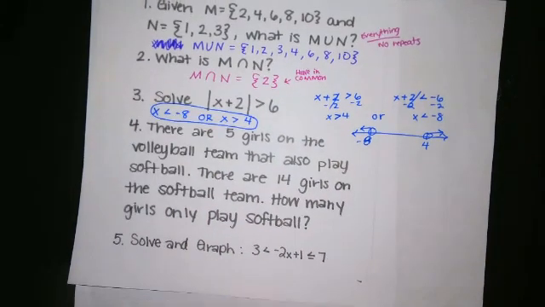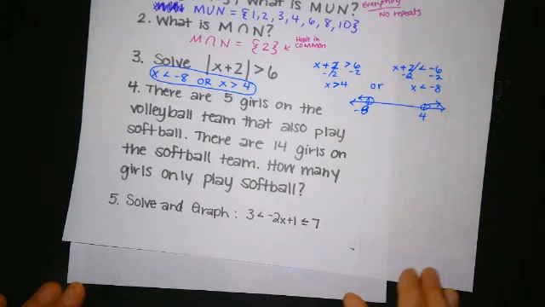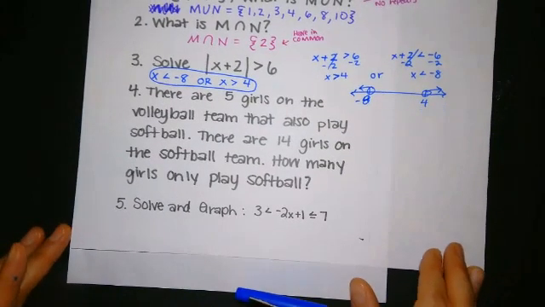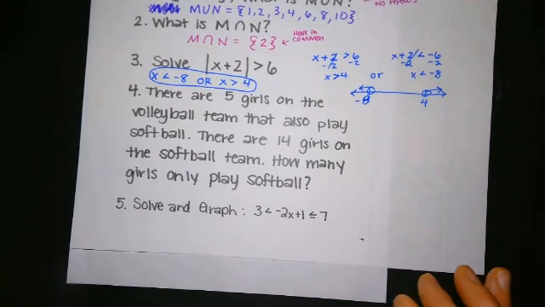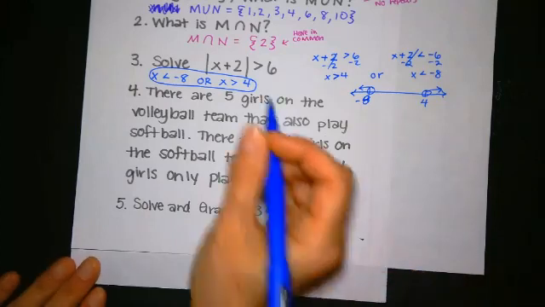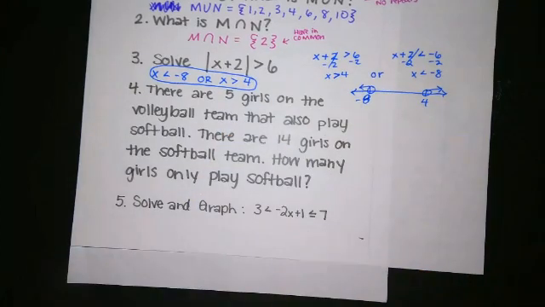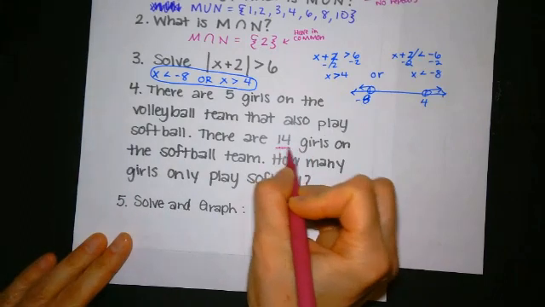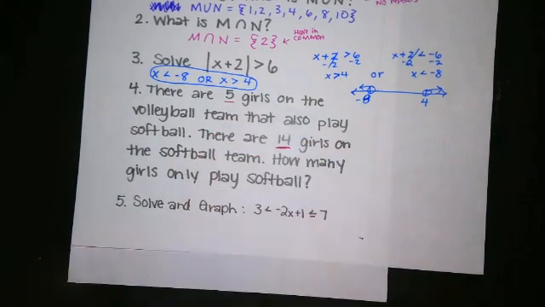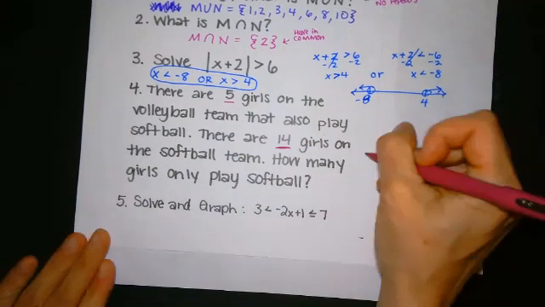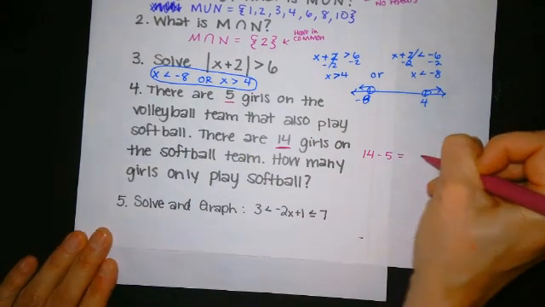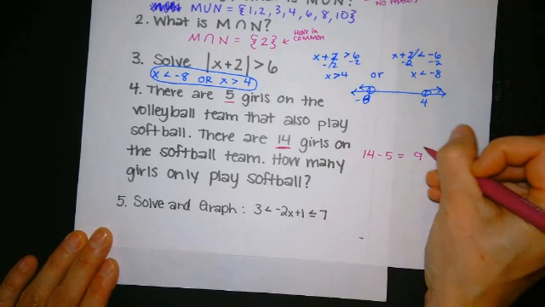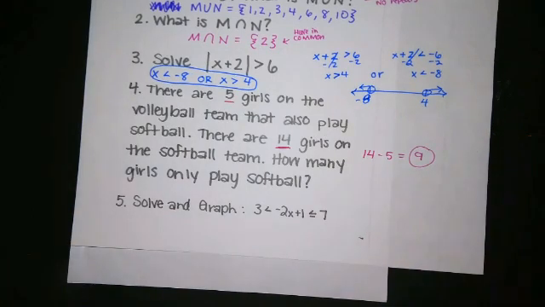Okay, next one. There are 5 girls on the volleyball team that also play softball. There are 14 girls on the softball team. How many girls only play softball? Okay, so 5 girls on the volleyball team that also play softball. 14 girls on the softball team. So do not overcomplicate this. If there's 14 girls on the softball team, 5 of them we know play volleyball. All we have to do is 14 minus 5, and we get 9 girls that only play softball. Do not overcomplicate that.